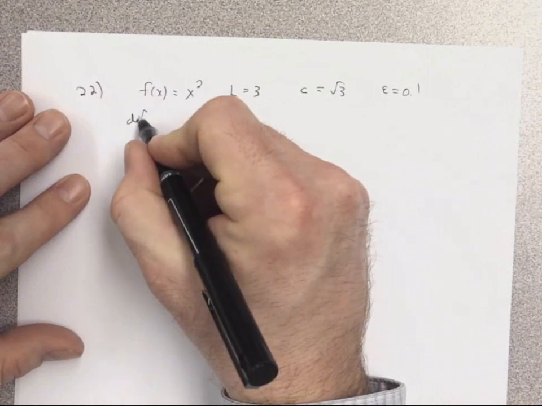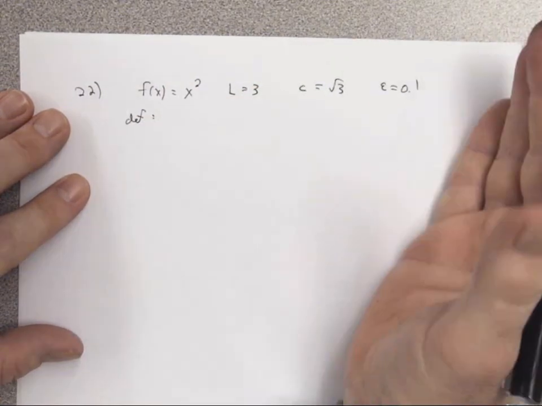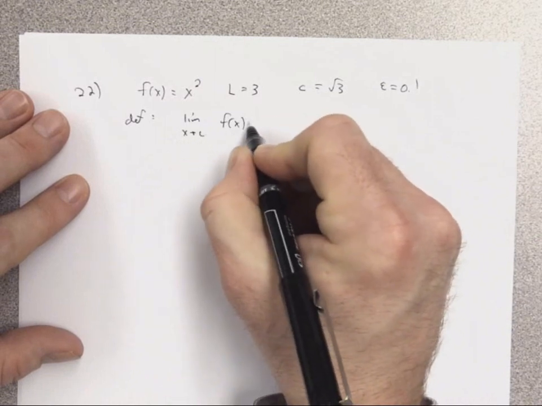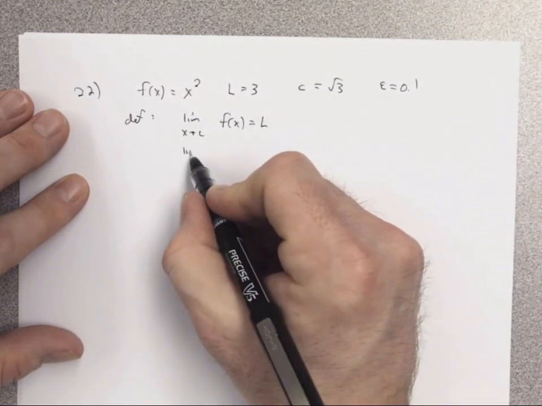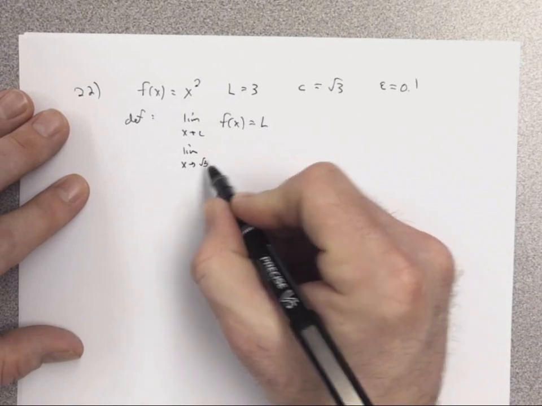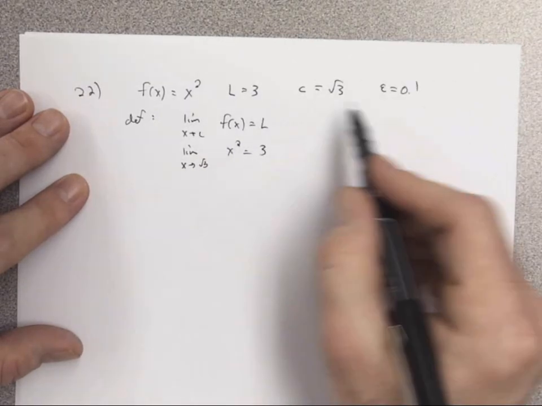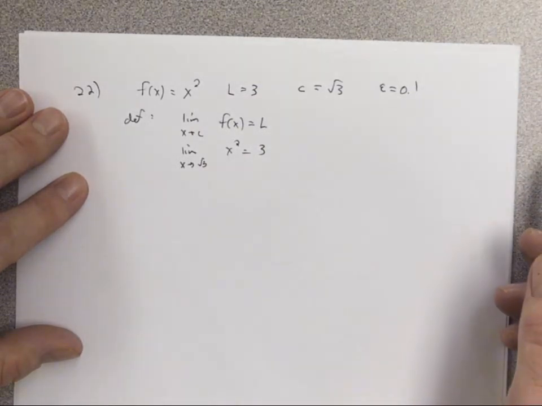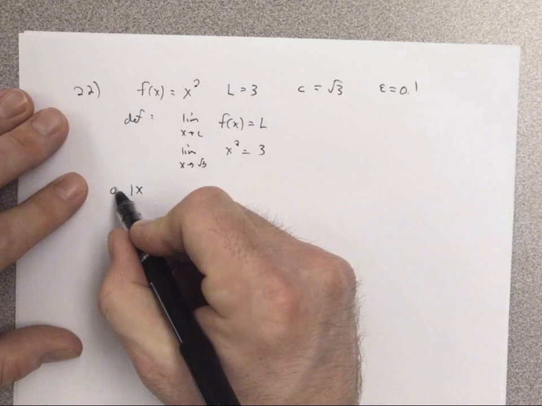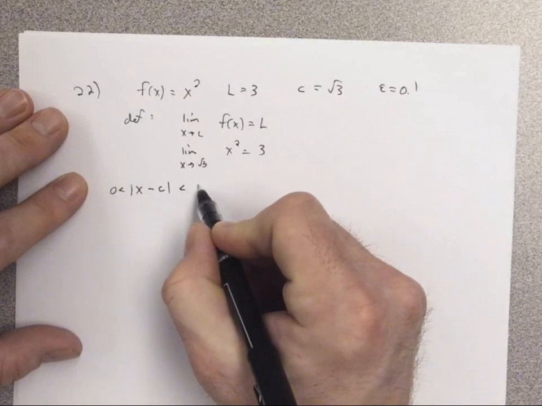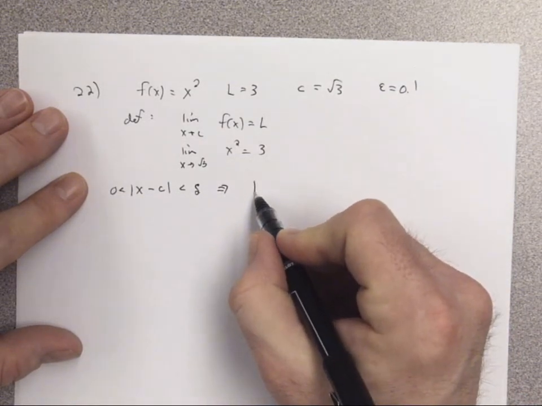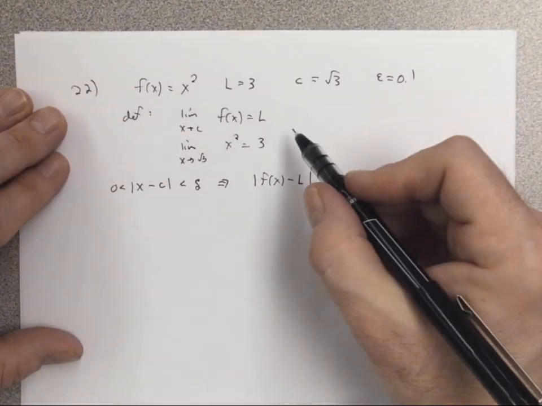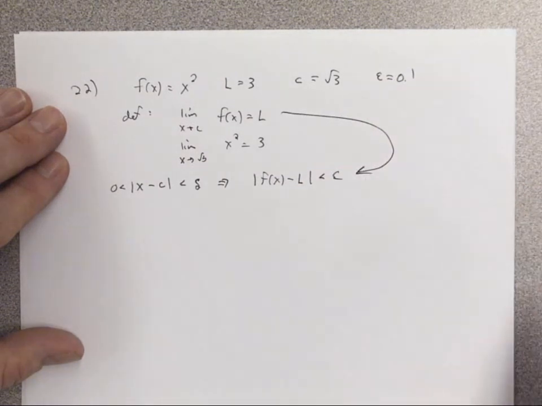So what we know is our definition says that, remember, for the limit as x approaches c of f of x to be equal to L, or, using our letters, the limit as x approaches root 3 of x squared is equal to 3, right? So just plug in f of x, c, and L in the right locations. What this thing means is that 0 is less than the absolute value of x minus c, which is less than delta, implies that the absolute value of f of x minus L is less than epsilon, right? That's our definition. This thing matches our definition.